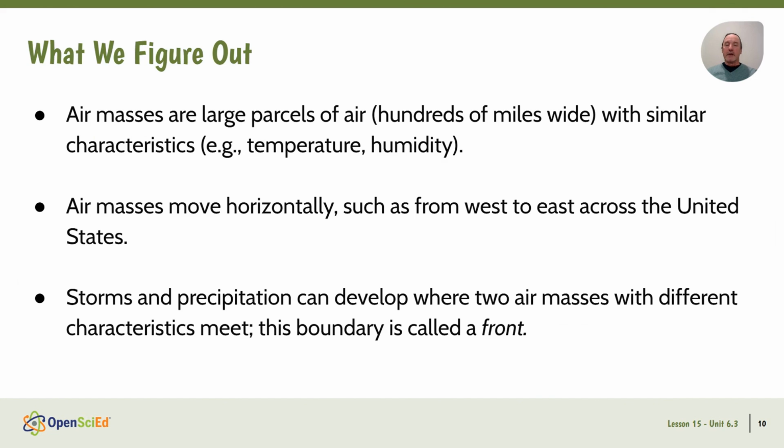Through all of this, we figure a bunch of stuff out. We figure out that air masses are large parcels of air, sometimes hundreds of miles wide, with similar characteristics like temperature and humidity. That air masses can move, most often we see them in the United States, from west to east. And that storms and precipitation seem to develop where 2 air masses with different characteristics meet, and that this boundary is called a front.